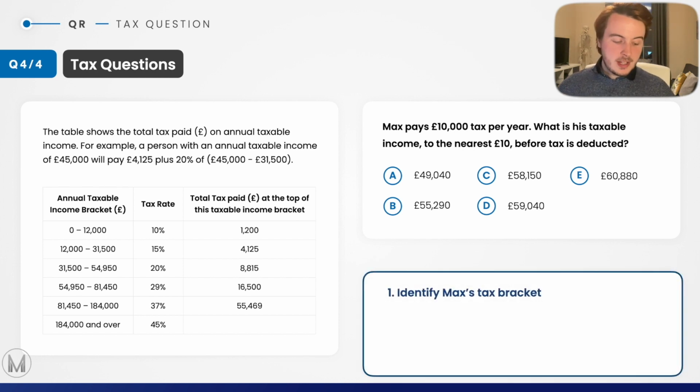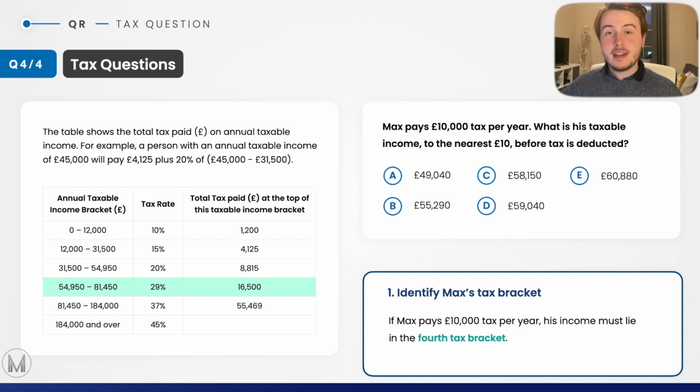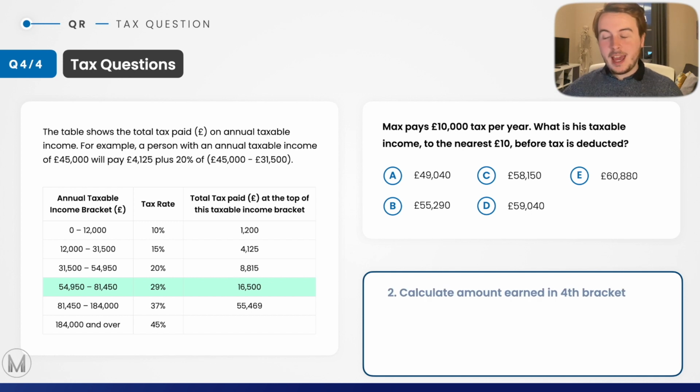Well, the next thing we have to do is calculate the amount that's going to be within that fourth bracket. So we're going to use the tax that we know. He pays £10,000 of tax. £8,815 of that tax has been taken off by the first 3 tax brackets, which means that there's only £1,185 that is taken off due to tax in the fourth tax bracket.